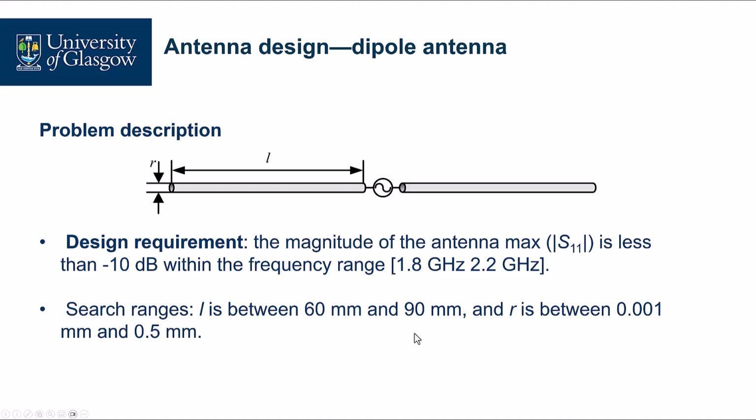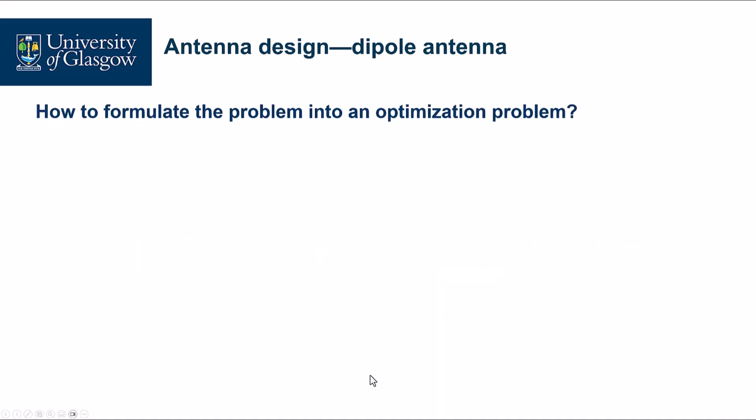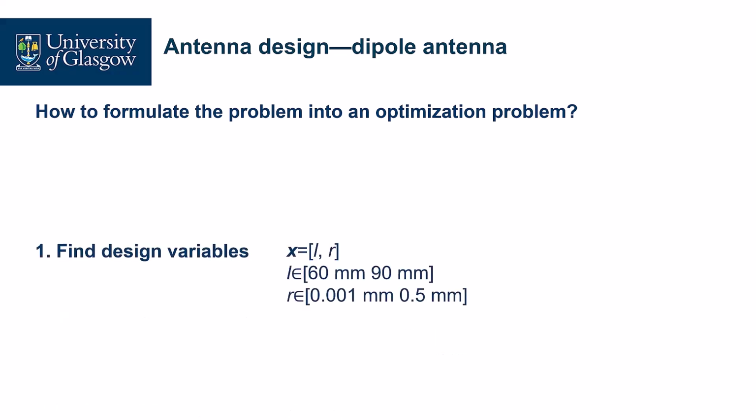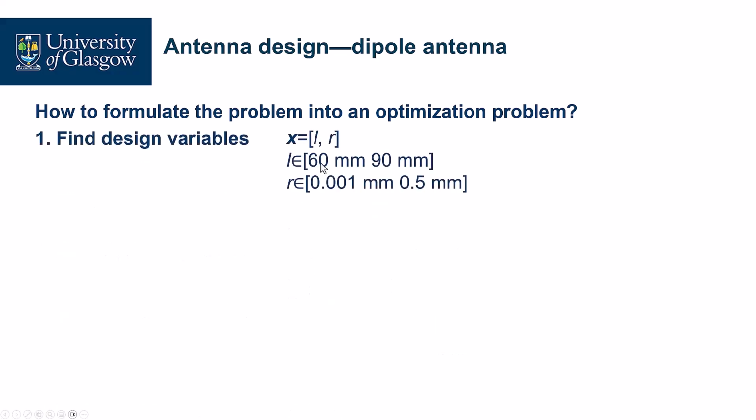Then there are search ranges. L is between 60 and 90 millimeters, and R is between 0.001 and 0.5 millimeters. Okay, so knowing these requirements, we can set up the optimization problem. First, we know what the design variables are. We can see it here, right? L and R, each one with a search range.